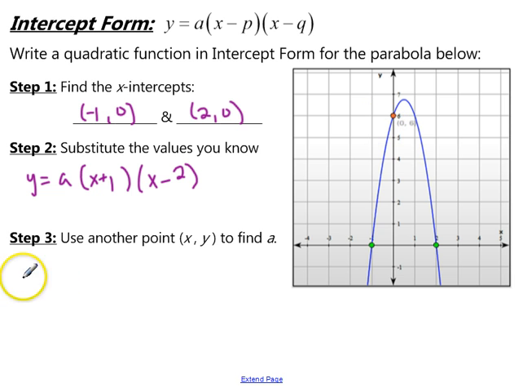We have this point here, (0, 6). Then we want to plug that in for x and y, and solve for a again. For y, we're going to put in our y coordinate, 6. a is what we're looking for. Our x coordinate is going to be 0.